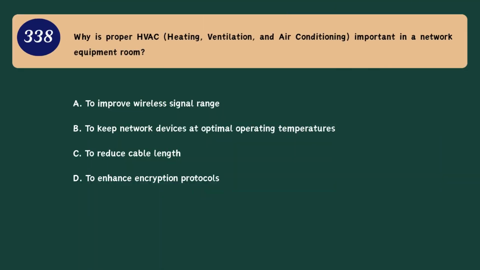Question 338. Why is proper HVAC, heating, ventilation, and air conditioning important in a network equipment room? A. To improve wireless signal range. B. To keep network devices at optimal operating temperatures. C. To reduce cable length. D. To enhance encryption protocols.